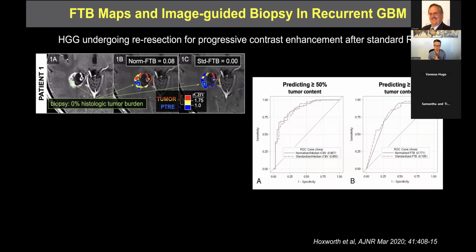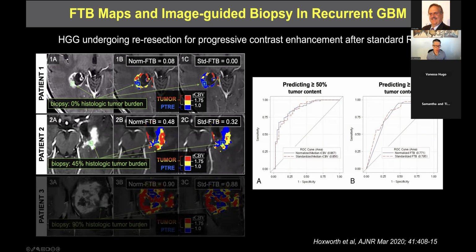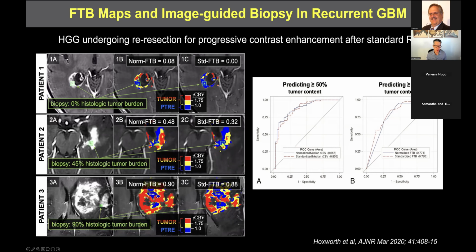So that basically proved to us, at least internally, that we could have confidence whether we're doing normalized or standardized RCBV. But since standardized RCBV is much easier to do, that's why we've shifted over to that method. And so these are just a few cases from a few different patients where we sampled different regions of the FTB map.